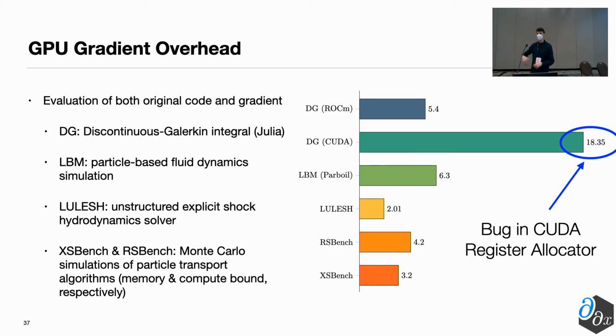Diving in a little bit deeper in case any of these benchmarks are known or interesting to you, the first 2 are 2 different Julia implementations of a discontinuous Galerkin kernel. The next one is a lattice-Boltzmann method. Next, we have the Livermore's unstructured hydrodynamic solver Lulesh. And finally, we have both a memory-bound and a compute-bound version of the DOE proxy applications XSBench and RSBench.